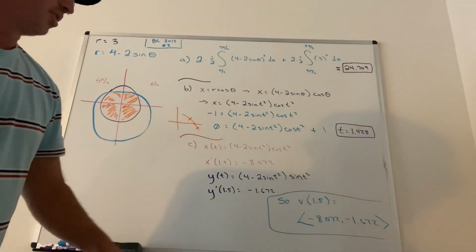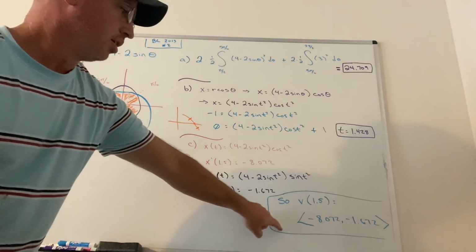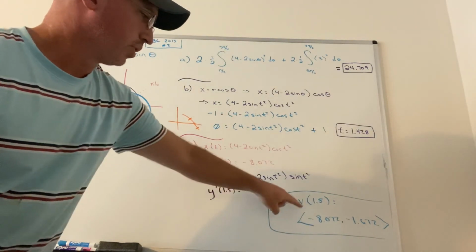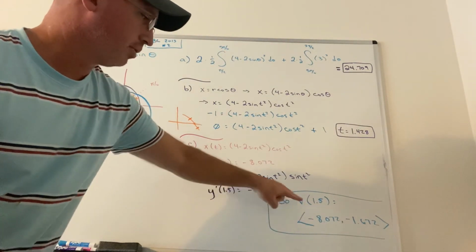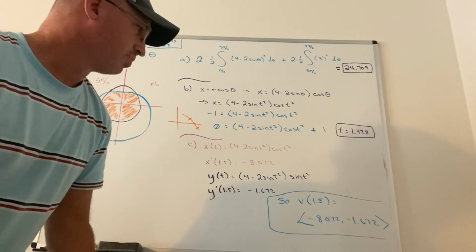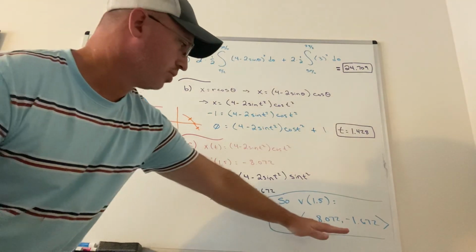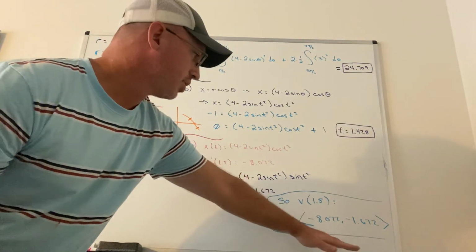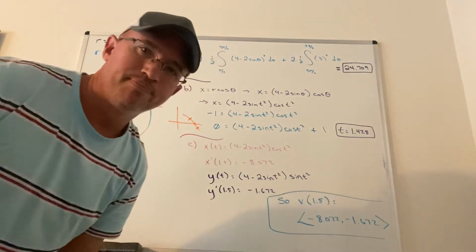Then the velocity vector, the way that you notate it, is with those little alligator-mouth looking things. That's just what a vector looks like in calculus class. So there's the movement in the x direction, there's the movement in the y direction.